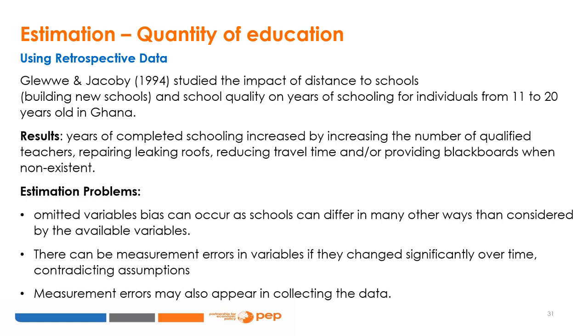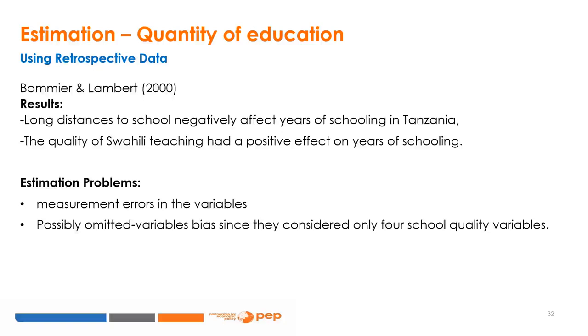Their analysis may suffer from omitted variable bias, as schools can differ in many other ways than considered by the available variables. Also, there may be measurement errors in variables if they change significantly over time, contradicting the assumption that school characteristics have changed little during the decades. Measurement errors may also appear in collecting the data.